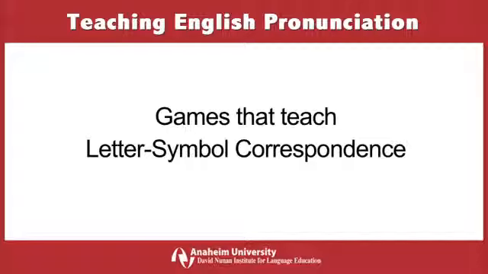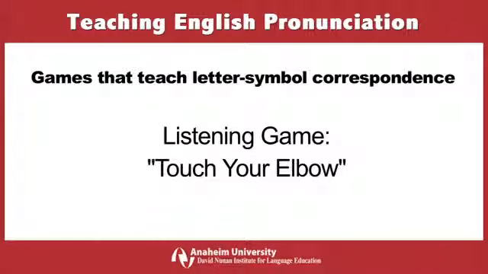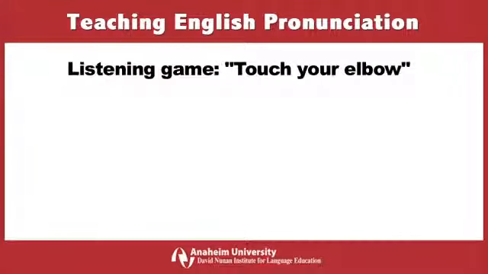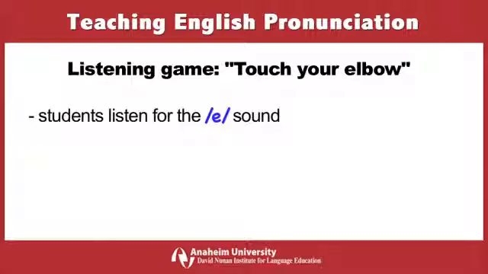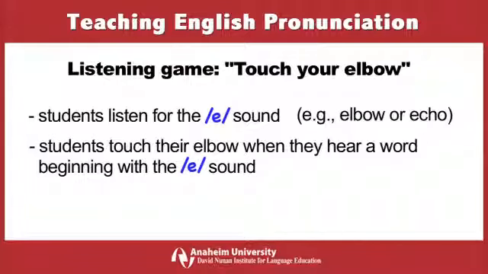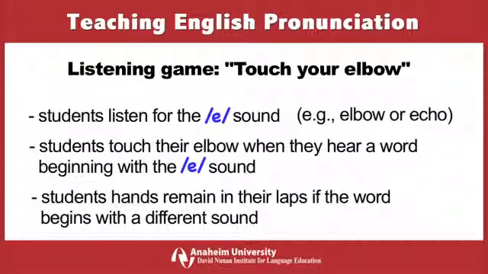Let's have another example. This one is what we call a listening game, and this requires students to listen for the sound e, as in the beginning of elbow or echo. So they need to pay attention and listen for that e sound. When they hear a word that begins with the e sound, they touch their elbow. If they hear a word that does not begin with the e sound, they keep their hands in their laps.